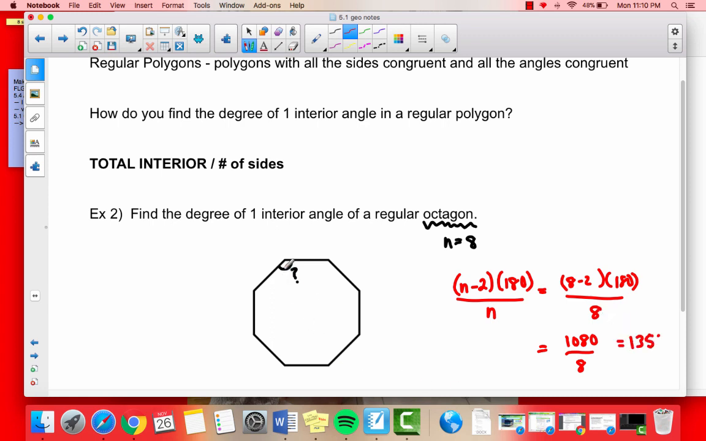So what that means is that this one particular angle I'm looking for is 135 degrees. And if you look at your shape, every interior angle is an obtuse angle. So 135 is a realistic answer that we could use for this particular shape. So in one measure of an interior, make sure you find the total first and then divide it by the number of sides.